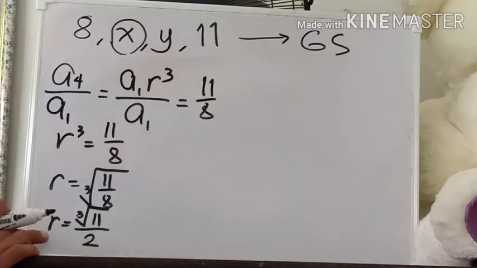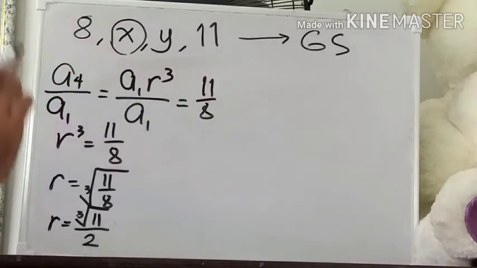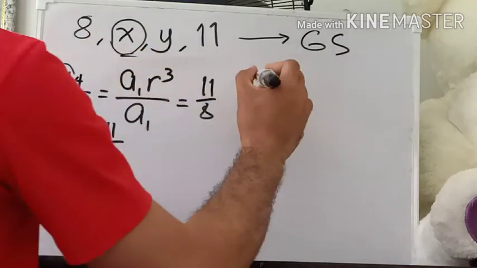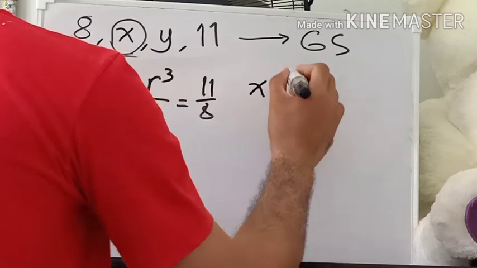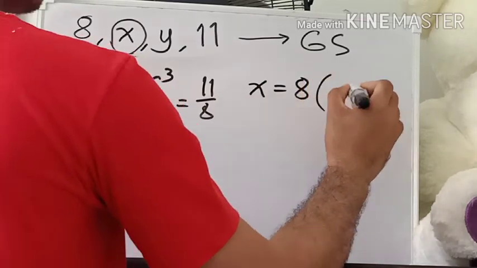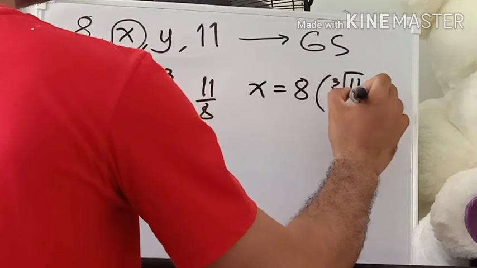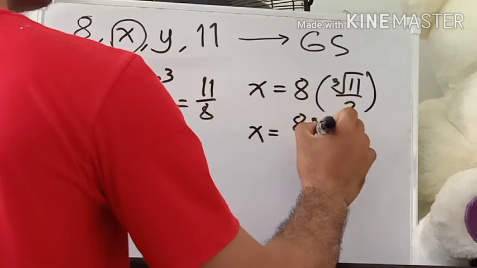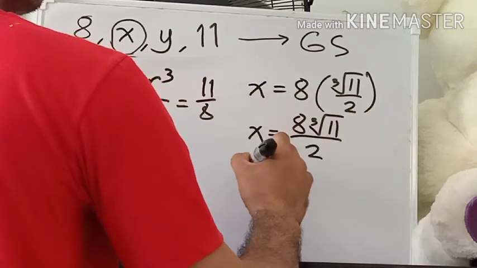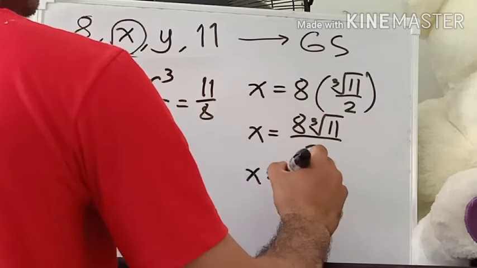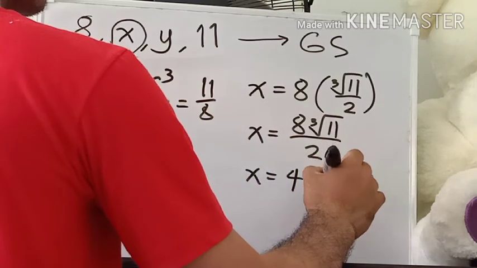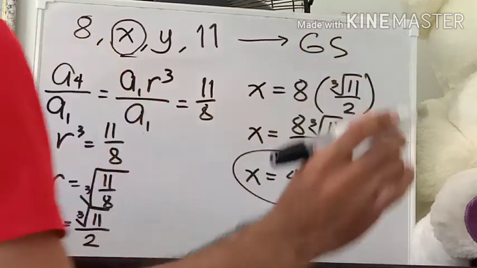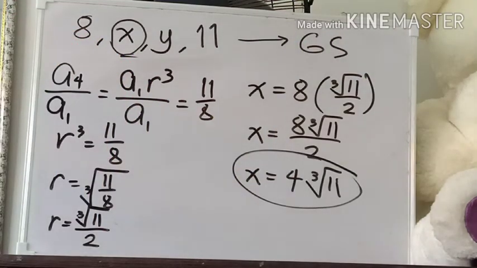Now we know our common ratio, so we can find the term next to 8 and even the term next to x. We are only looking for the value of x. So the value of x is simply 8 times your common ratio, which is cube root of 11 over 2. So the value of x will be 8 times the cube root of 11 divided by 2, which, after dividing, is 4 times the cube root of 11. So that will be the value of x: 4 times the cube root of 11.